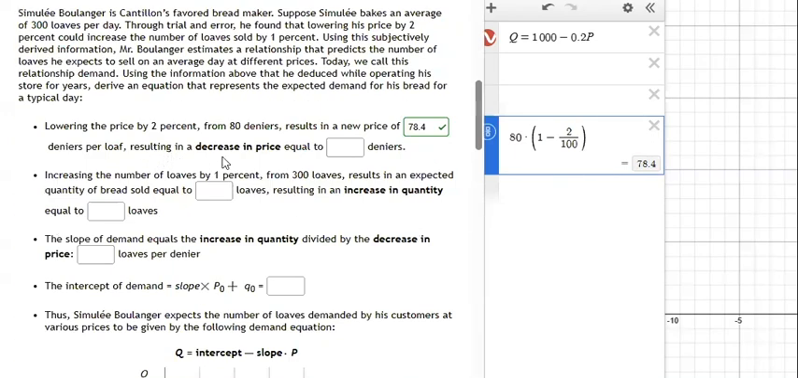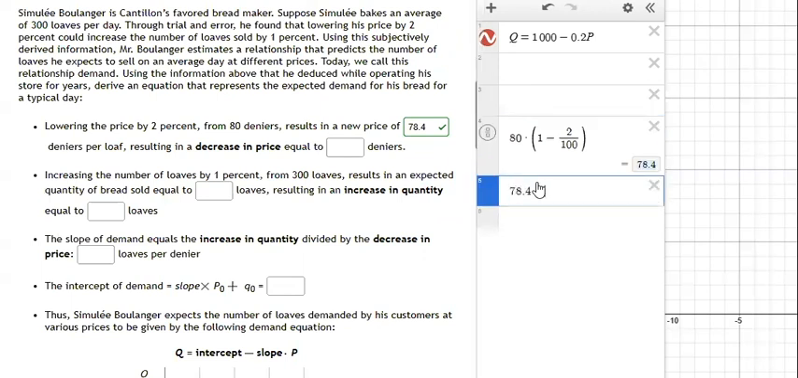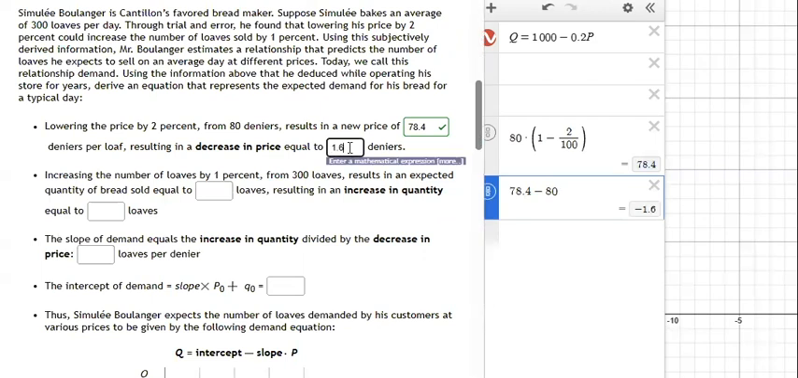This results in a decrease in price equal to what? So now I have to subtract 78.4 from 80, and I get 1.6 deniers. I'm not going to type a negative 1.6 because this says decrease. So the change in price is a negative 1.6. The decrease in price is 1.6 deniers. You can drop the negative sign.